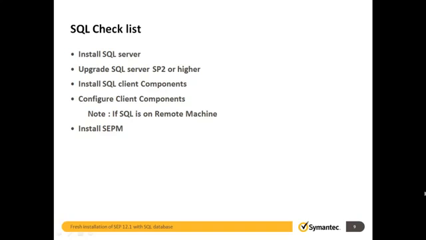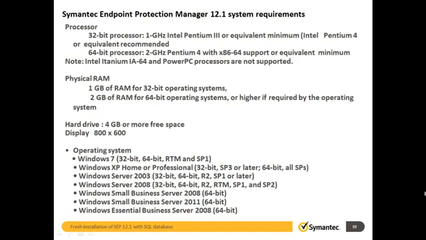Now let's start the SEPM installation. But before installation, we should know the prerequisites to complete a successful installation. Processor: 32-bit processor, 1 GHz Intel Pentium 3 or equivalent minimum. 64-bit processor, 2 GHz Pentium 4 with x86-64 support or equivalent minimum. Note, Intel Itanium IA64 and PowerPC processors are not supported. Physical RAM: 1 GB of RAM for 32-bit operating systems, 2 GB of RAM for 64-bit operating systems or higher if required by the operating system. Hard drive: 4 GB or more free space.